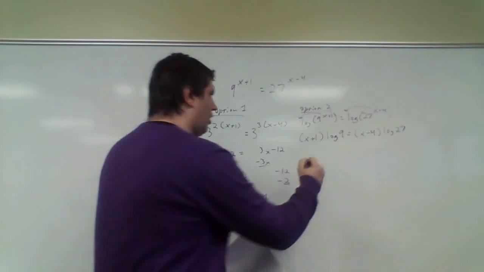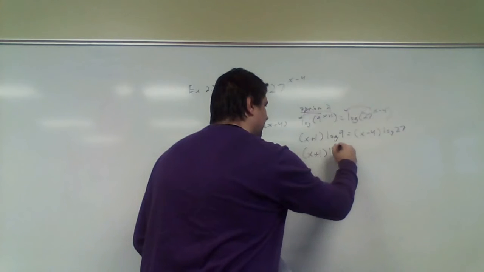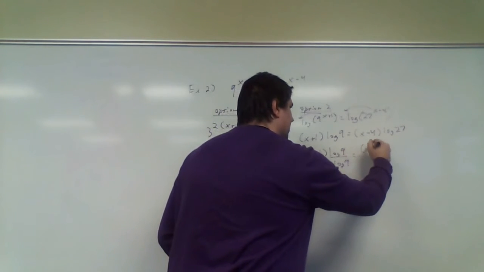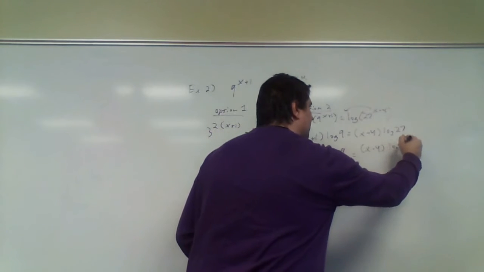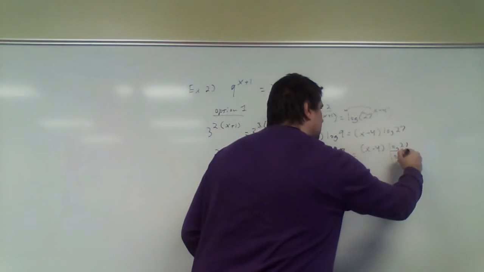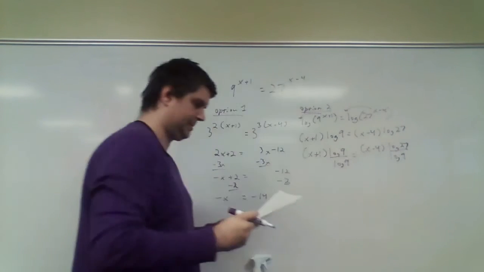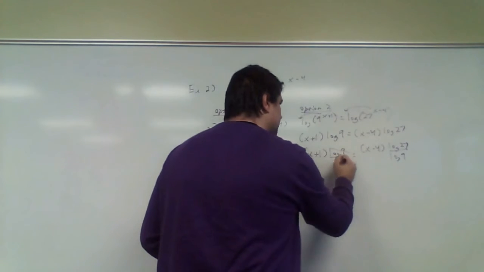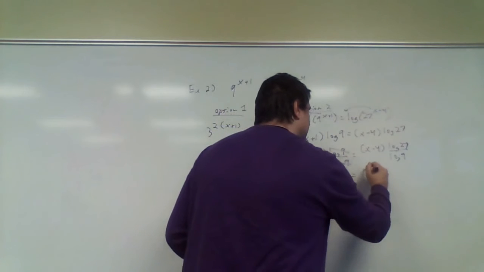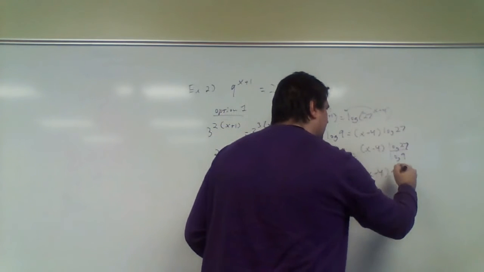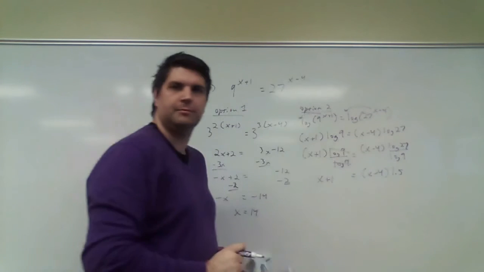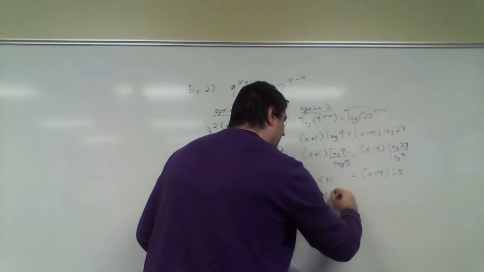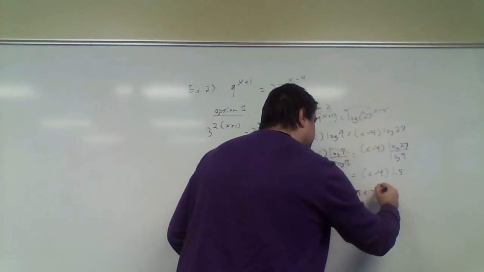I divided off the log 9 on this side. You could actually do either one of them. So this left me, these cancel. This left me x plus 1. This is x minus 4, and your calculators could confirm that that is 1.5. When you distribute that 1.5 through, x plus 1 equals 1.5x minus 6.